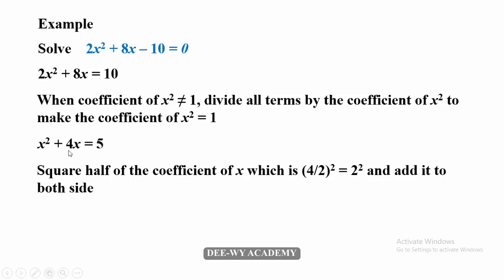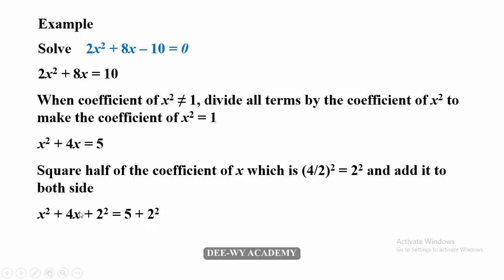When you divide it by 2, that is 4 divided by 2, we have 2. And it says the square of half of the coefficient of x, which means 2 squared. That is 2 raised to power 2. So when you add this to both sides, we have x squared plus 4x plus 2 raised to power 2 is equal to 5 plus 2 raised to power 2.